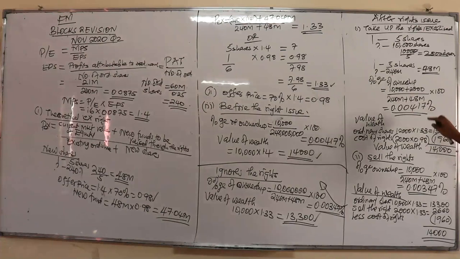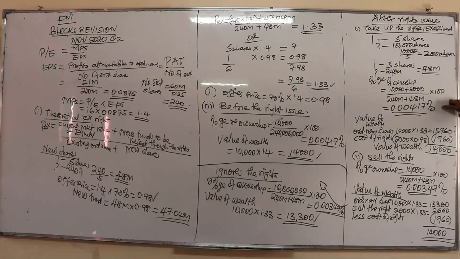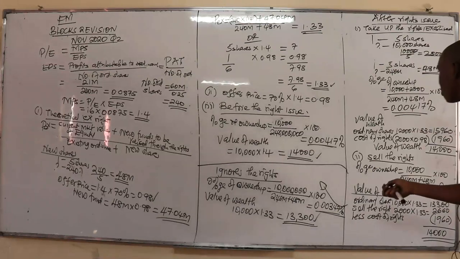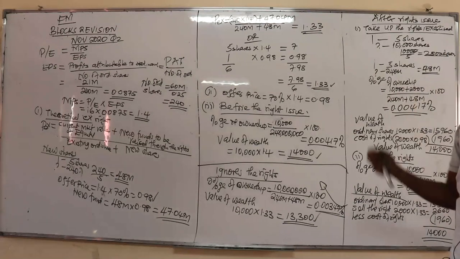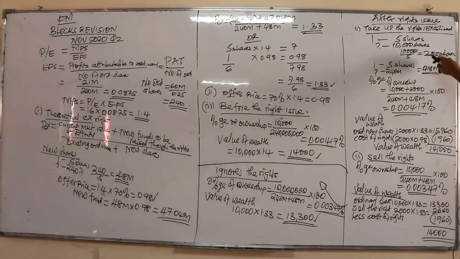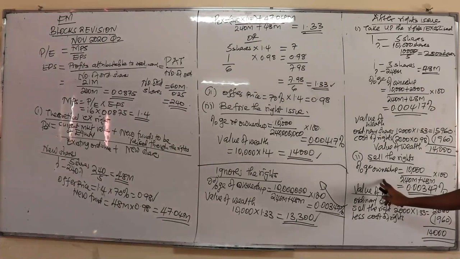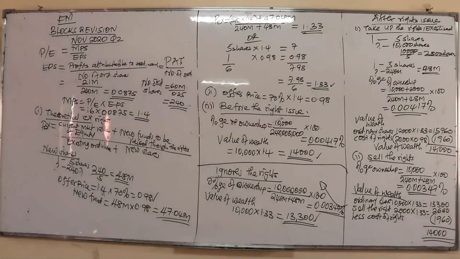When you check on the percentage of ownership, when he exercises the rights, it acquires 0.0417. But if he decides to sell the rights, the percentage of ownership acquires 0.0347. So out of the two, which will be the best option? The shareholder in this case should exercise the rights, because the percentage of ownership is greater than when he decides to sell the rights. And that is how you are required to do the question.